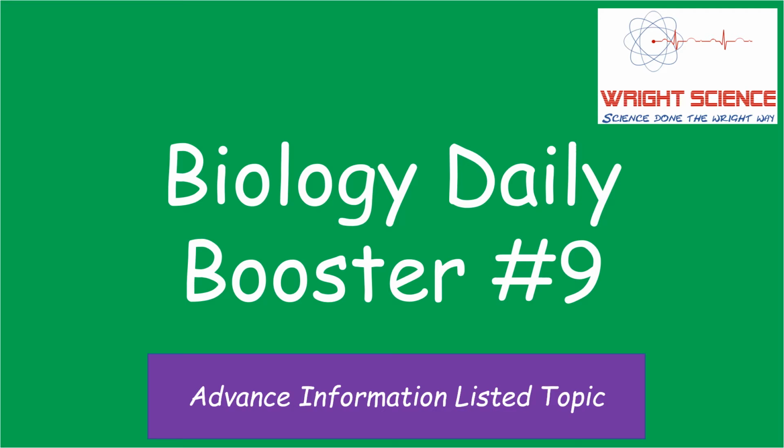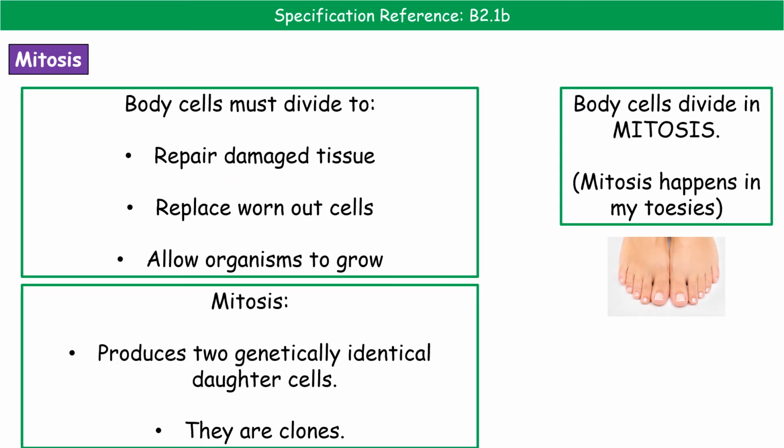Do note that this is one of the advanced information listed topics, and this time it is for higher tier biology students. While this isn't explicitly listed on the foundation, that doesn't mean there won't be questions on it on a foundation paper, because as we know, there is no content that will not be assessed on the specification. What we're going to be looking at in this little booster is the process of mitosis.